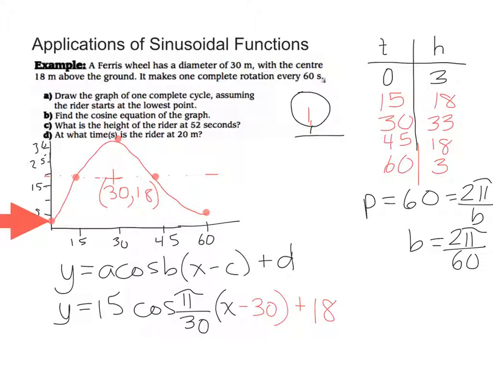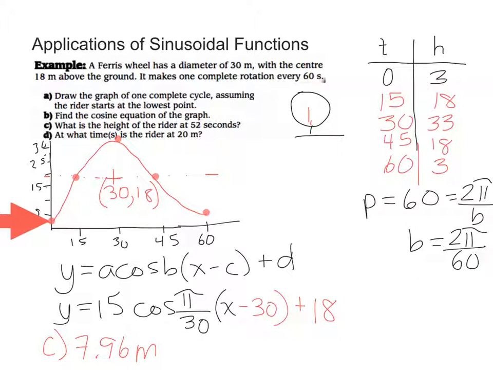You can do that on the Inspire, but it's a little bit different. You should end up with, for C, Y is equal to 7.96. So for part C, 7.96 meters, and you're just using your calculator to do that. The other thing it asks you is, at what time is the rider at 20 meters?